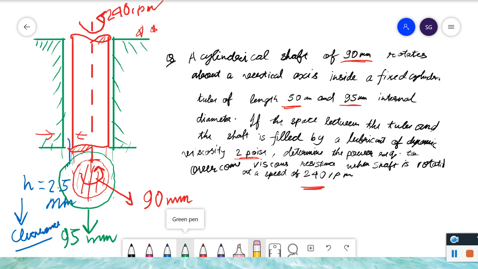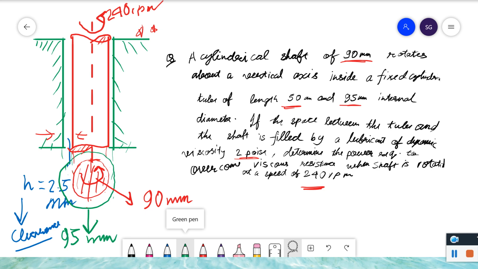Wait, I will just show you the marker one. This is the shaft of 90 mm. This is a shaft of 90 mm, this red one. This red one I am referring to. This is the shaft, and it's a vertical axis. This is the vertical axis, and a fixed cylinder tube of 50 centimeter length and 95 mm internal diameter.